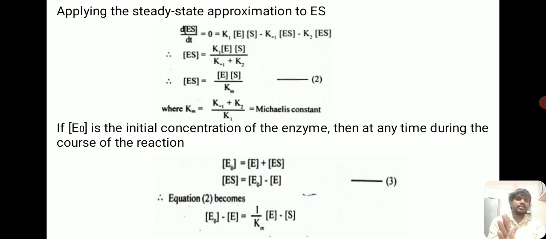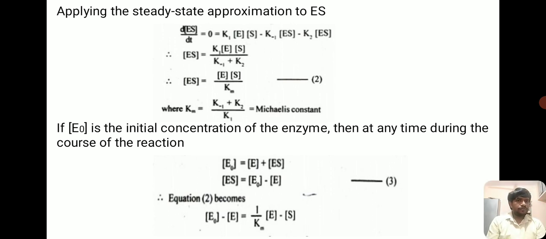So, if E naught is the initial concentration of the enzyme, then at any time during the course of a reaction, the concentration of E naught is equal to the concentration of E plus the concentration of ES. So the concentration of ES is given by E naught minus E. This is equation number 3. From equation 2, it now becomes E naught minus E.